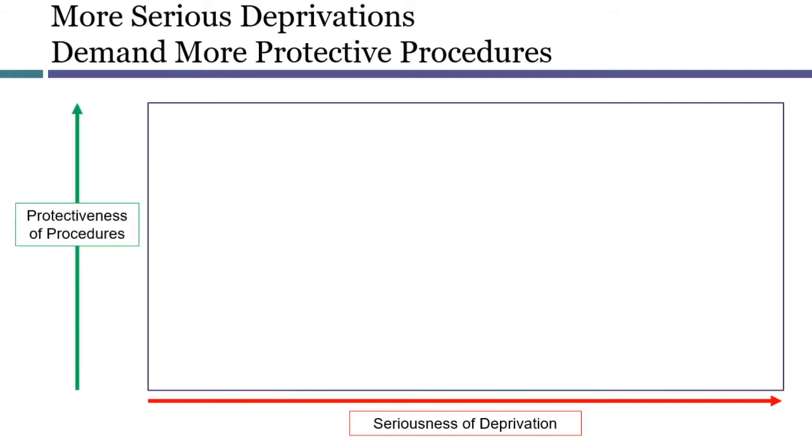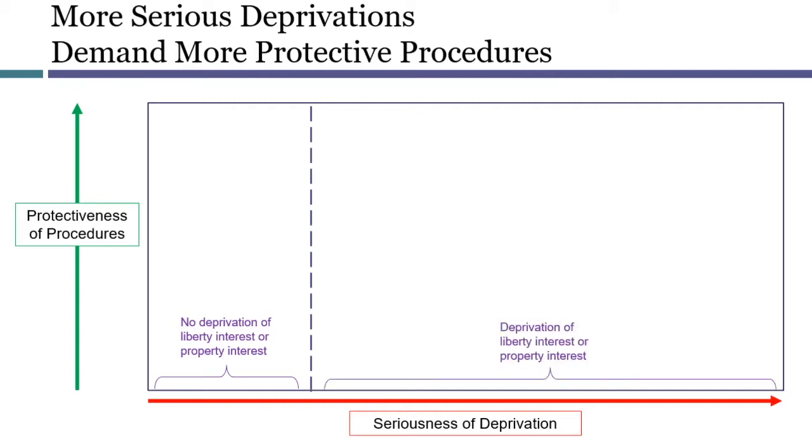The y-axis represents the protectiveness of the required procedures. A full criminal trial before imprisonment has far more elaborate procedures than a junior high student's meeting with a school principal before receiving a detention. Considering the seriousness of the deprivation, we recognize that some events won't count as deprivations of liberty interests or property interests at all. In those cases, the Constitution doesn't require any particular procedures, and the procedures can be decided by the legislative or executive branches.